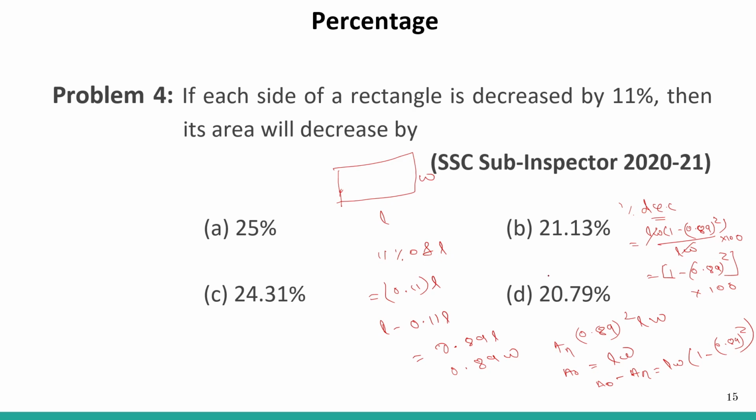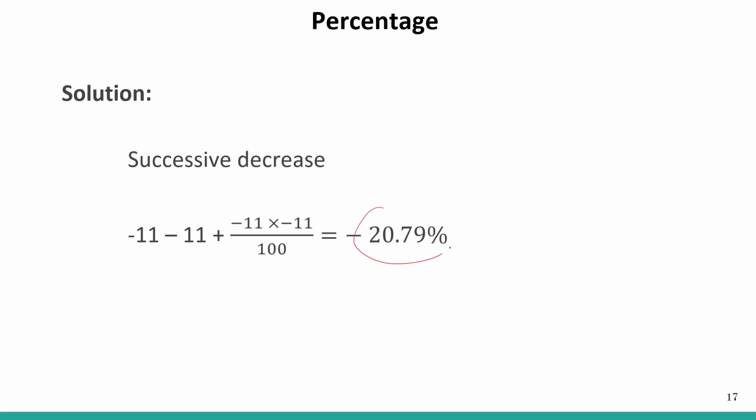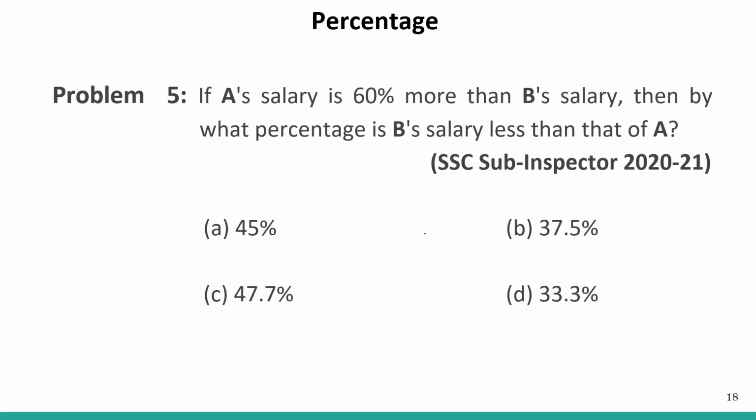Okay, 20.79%. This will be the correct answer. This will be wrong answer. This will be wrong answer. This will be wrong. So the only correct answer will be option D. Okay, so we have used this formula for successive decrease in percentage. So the answer became 20.79%, the decrease in value.